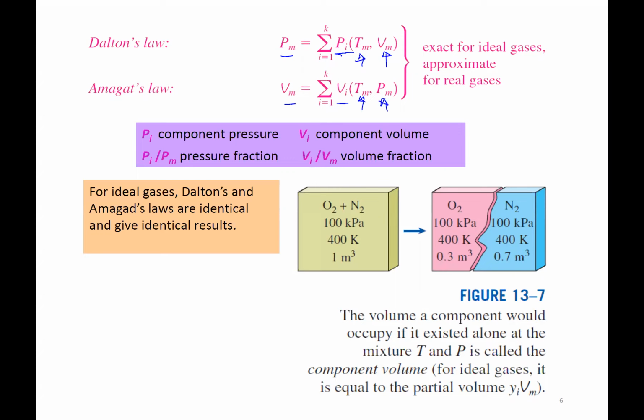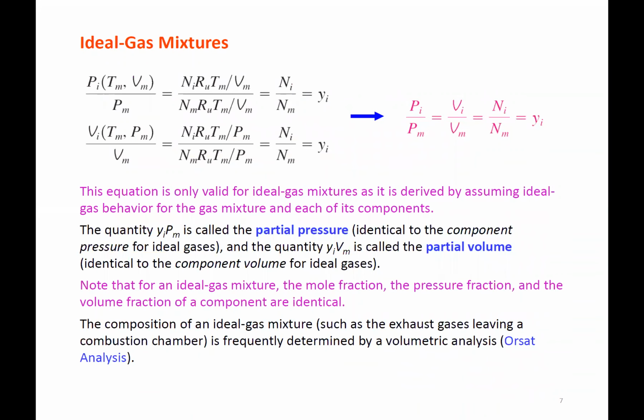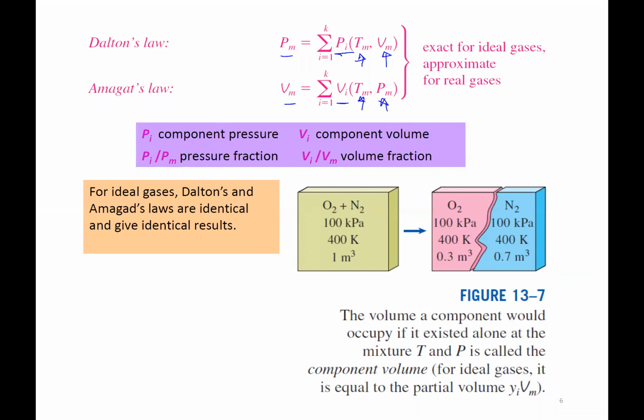The next of this is we have the components' pressures right here, components' volumes right here. There's a pressure fraction, which is basically like the volume fraction, right? This Pi divided by the pressure of the mixture is the pressure fraction, and Vi divided by the mixture's volume is the volume fraction. Okay.